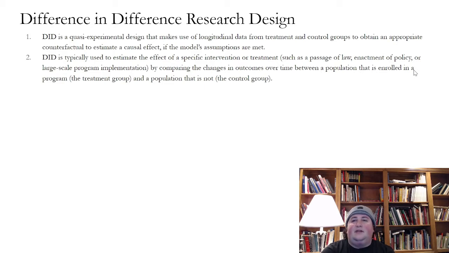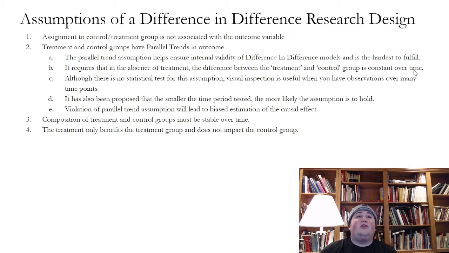And the state that did have the passage of the law would be the treatment group. The state that didn't have the passage of the law would be the control group. And as long as the model's assumptions are met, then you can infer a causal effect. But that's as long as the model's assumptions are met. Okay, so what are those assumptions?